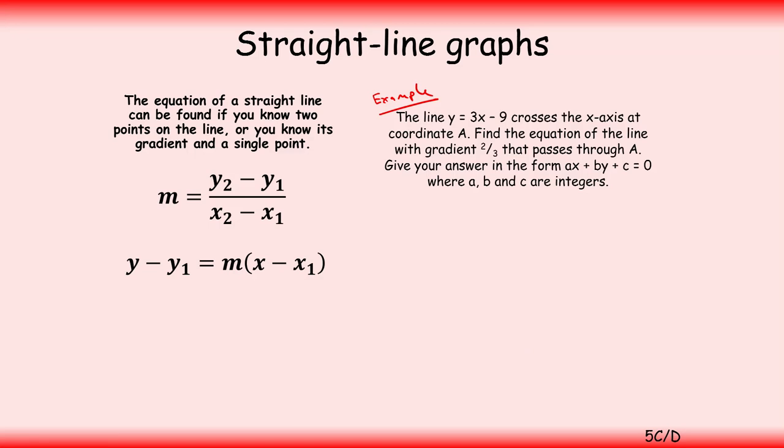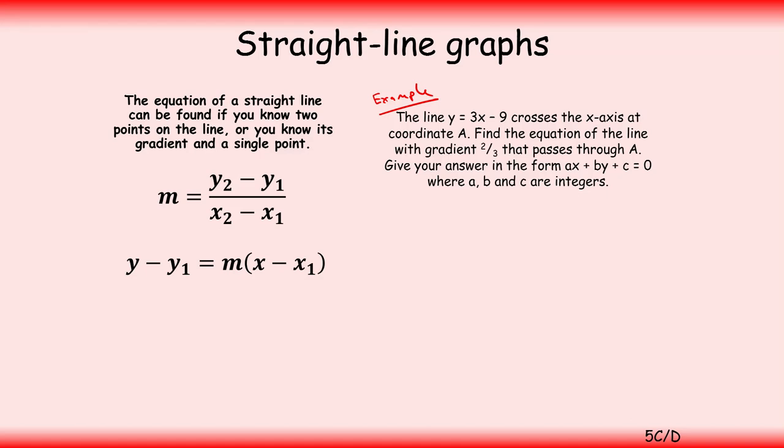Okay, in this example we've got the line y equals 3x minus 9 crosses the x-axis at coordinate A. Find the equation of the line with the gradient 2/3 that passes through A. So the line is going to pass through the point A. Give your answer in the form ax plus by plus c equals 0, the general form, where a, b, and c are integers.